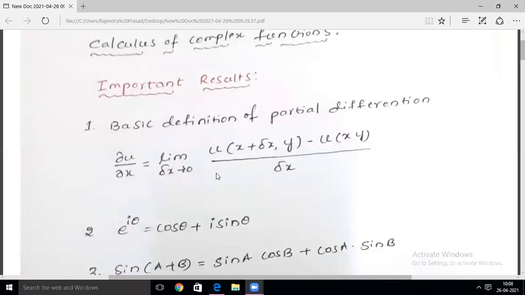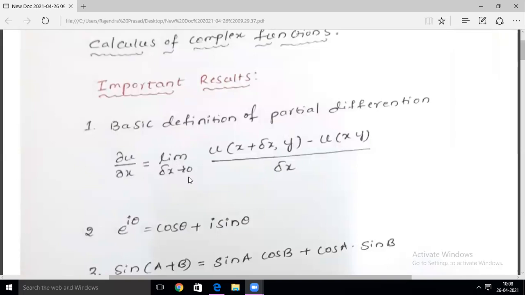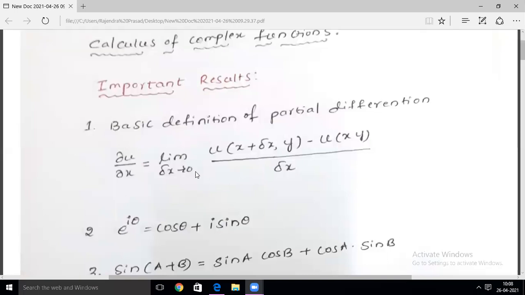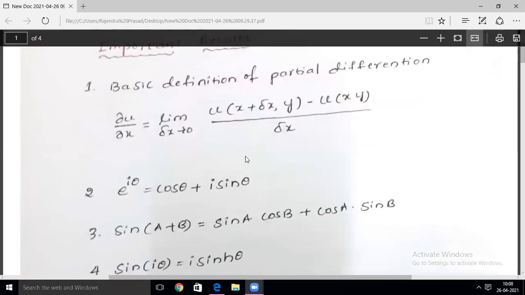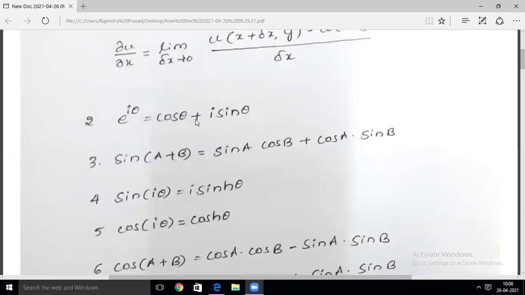Already we know the definition of a partial differentiation: del u upon del x is equal to limit delta x tends to 0, u of x plus delta x comma y minus u of x comma y upon delta x. So this is about the basic definition of a partial differentiation. Second result, e power i theta. Already we know that e power i theta can be written as cos theta plus i sin theta.